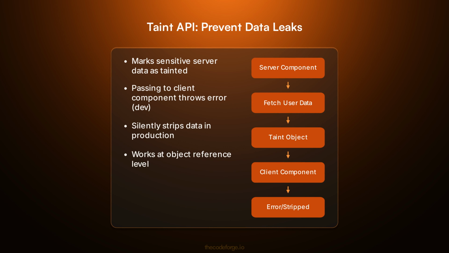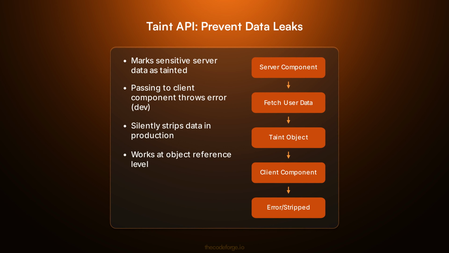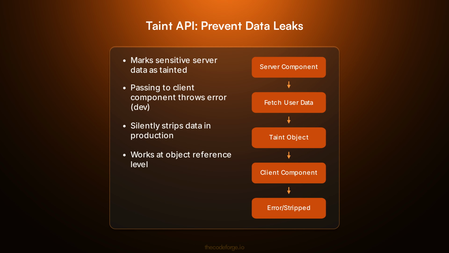The Taint API is React 19's mechanism for preventing sensitive server data from reaching client components. When you taint an object reference, any attempt to pass it to a use client component throws an error in development and silently strips the data in production.